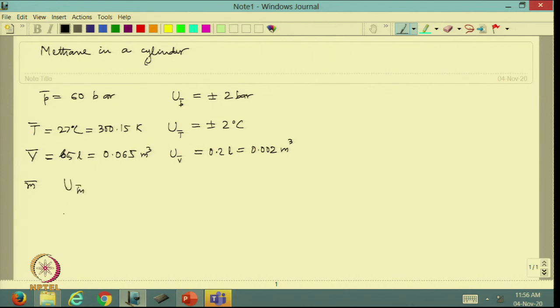So, first we recognize that we have 3 variables. We can call this x1, this is our x2, this is our x3. So, 3 parameters. The result formula has 3 parameters. And what is the result formula? We assume that this is ideal gas behavior, and so we have PV is equal to MRT, and M is equal to PV upon RT.